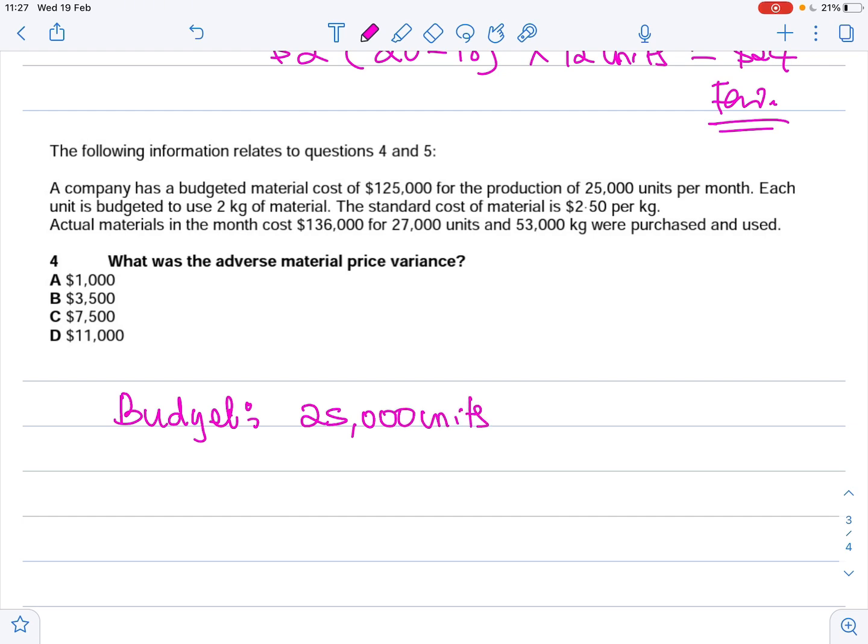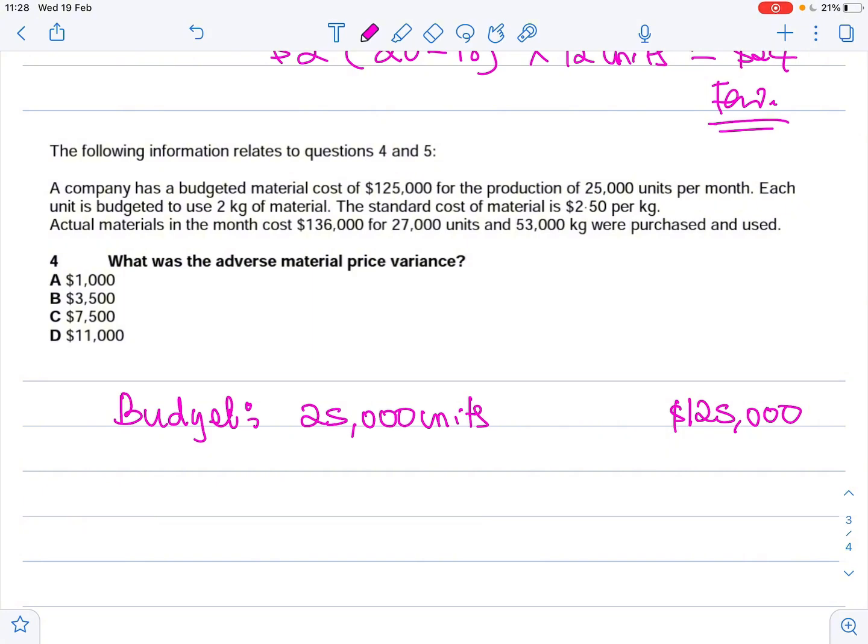And the total cost of production, that's talking about total material cost of production. Budgeted material cost should be $125,000. For how many units? For 25,000 units. Okay, so a question for you.